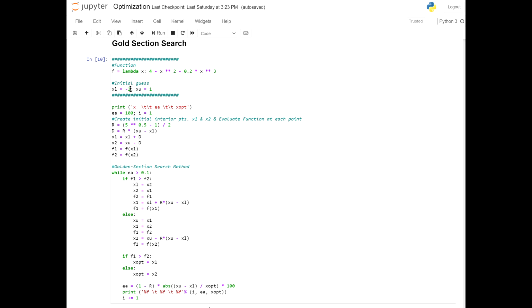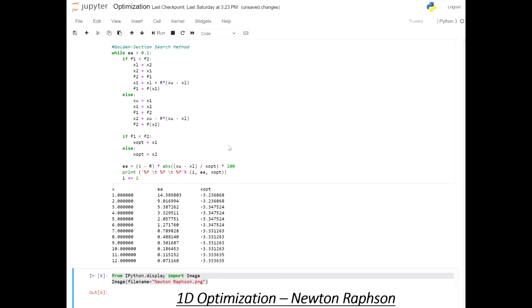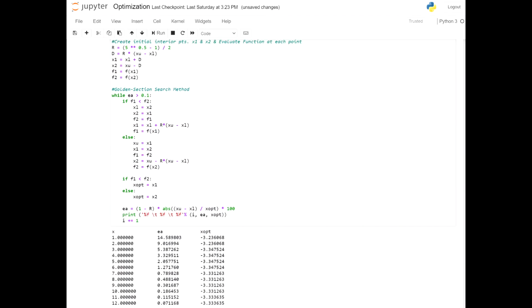Given that we have dealt with the maximum here at 0, let's actually do the minimum. So for the minimum, let's bracket it between, say, -4 and -2, since our minimum is at -3.33. The next change we're going to make is, instead of dealing with f1 greater than f2, we're going to use less than, since we're dealing with a minimum. If I run this, I should expect to get the minimum at -3.33. And if you see here, I have -3.33.